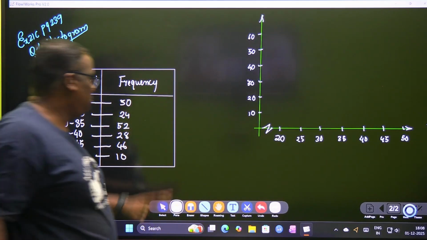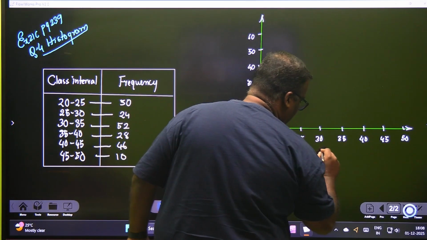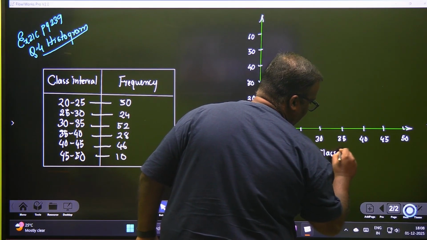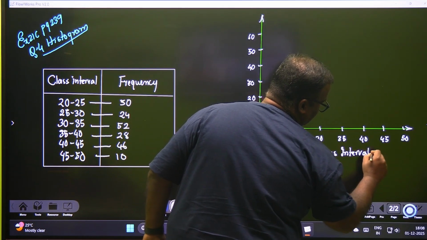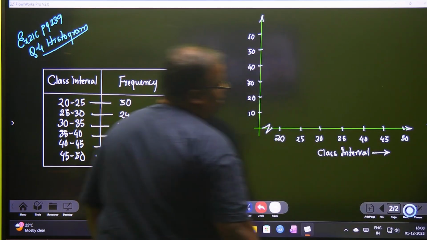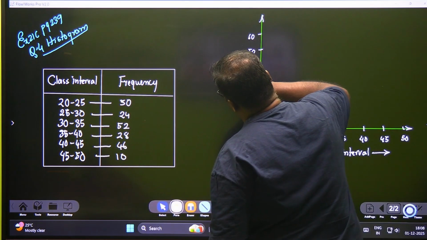हो गया. अब इस what are these, my head or your head? No one's head. This is class interval. Class interval. And what do you plot on this side? Your head. Frequency.